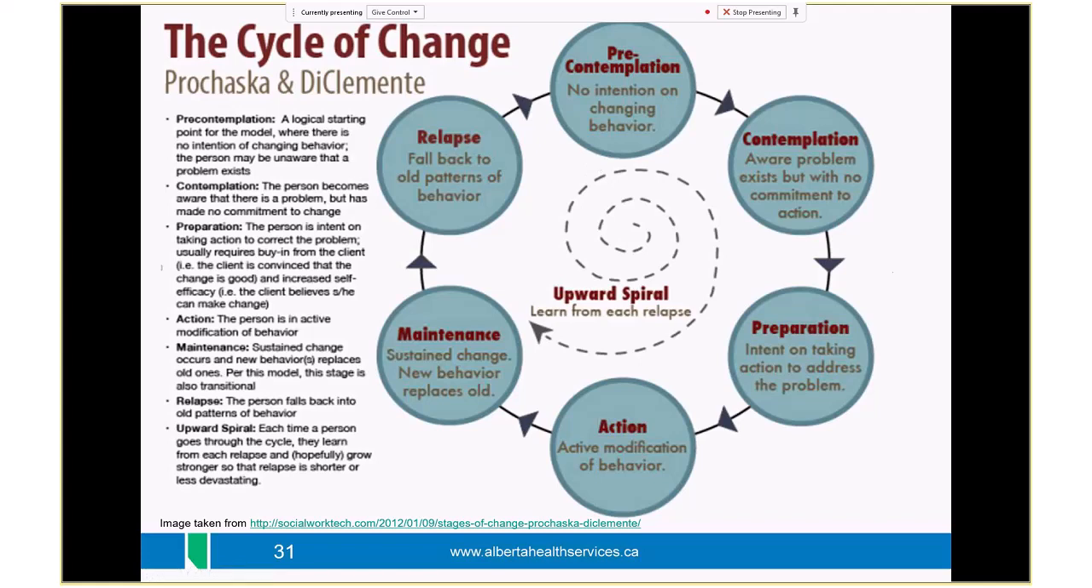Another issue that we have is reaching patients when they're in the pre-contemplative stage. How do we reach those patients who are not even contemplating change? Motivational interviewing is a way to help people move through change, though it is very ineffective in pre-contemplation. It's more effective as we move further through the cycles of change.